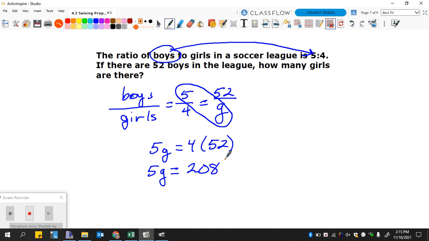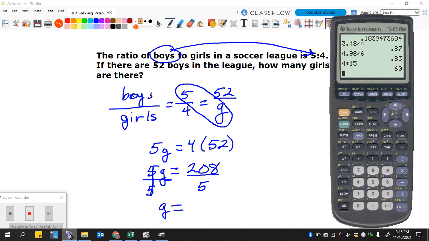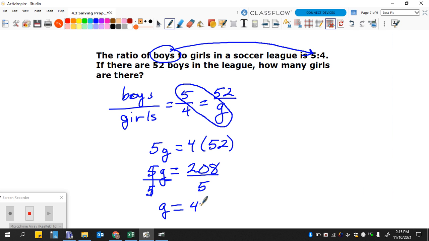If you want to use the calculator, you can do that. Then we're going to divide by 5 on both sides. Cancel out the 5. So the girls would be, and I'm going to use a calculator for this one, 208 divided by 5 is 41.6.